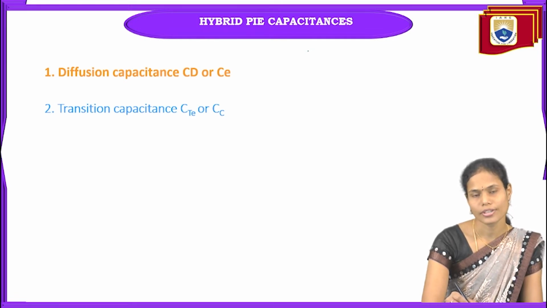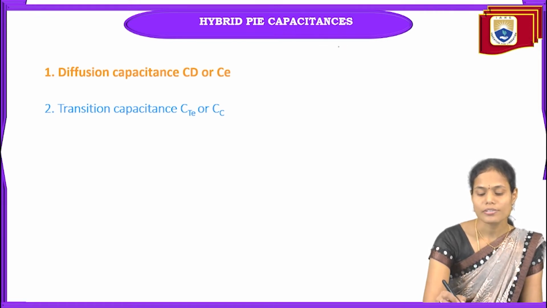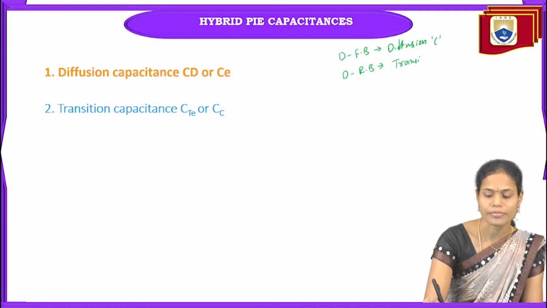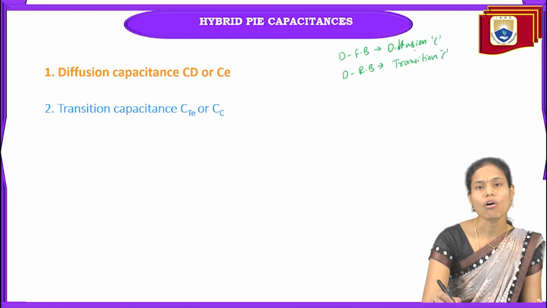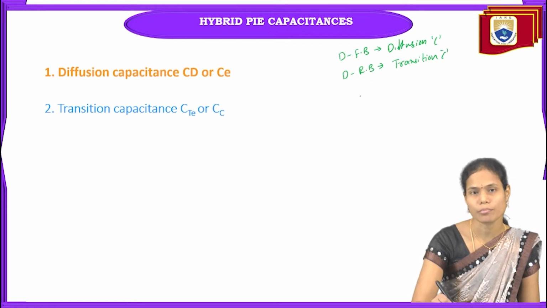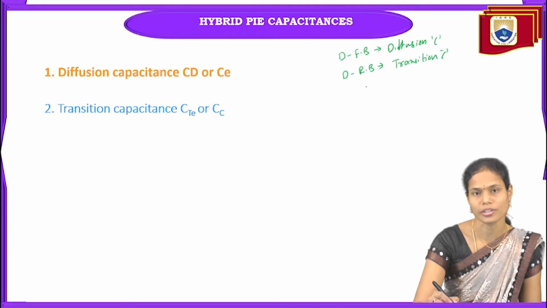Generally, in the case of diode circuits also, we discussed these types of capacitances. In the case of a diode, when it is forward biased, we get the diffusion capacitance. And when the diode is in reverse bias condition, then we get the transition capacitance. And always the capacitance is inversely proportional to the depletion region width of that particular junction.